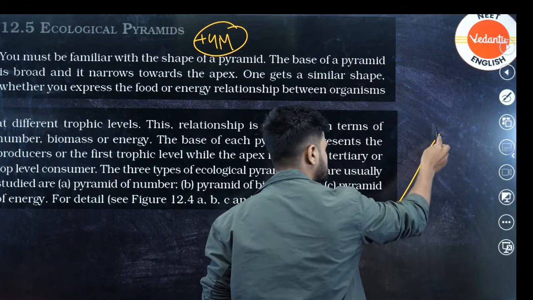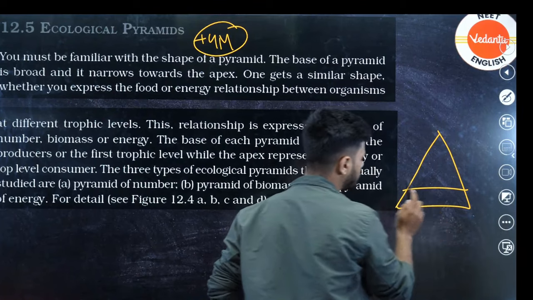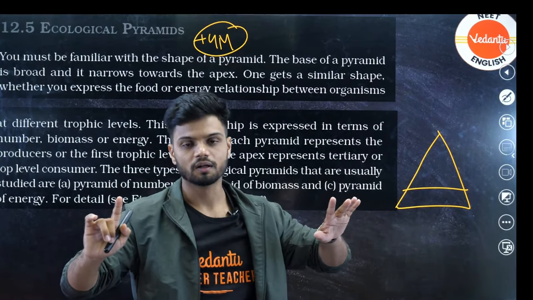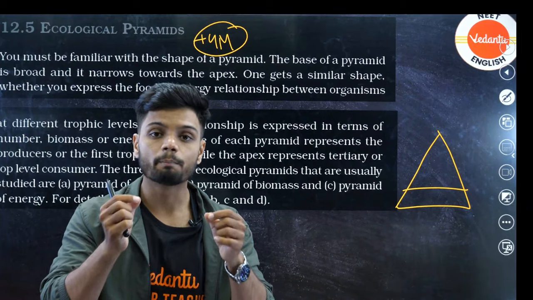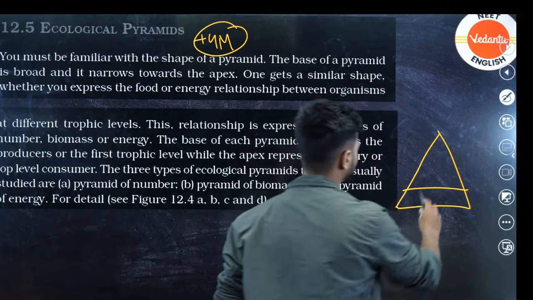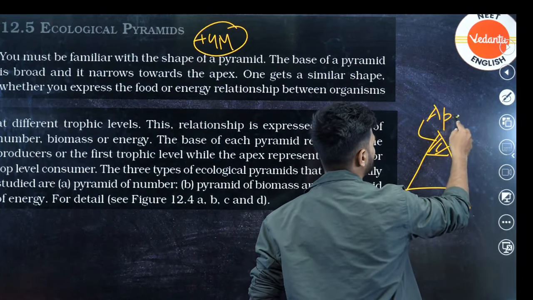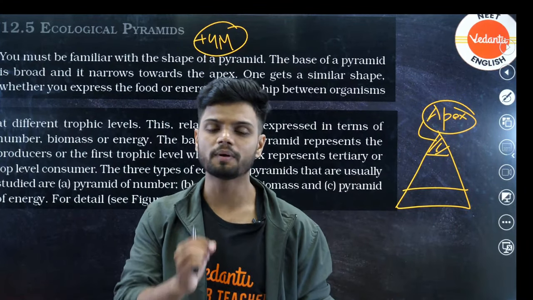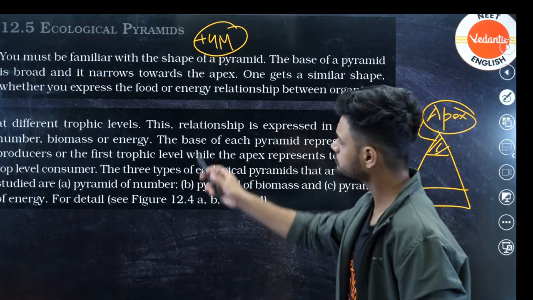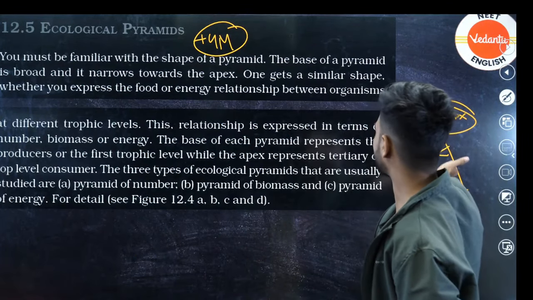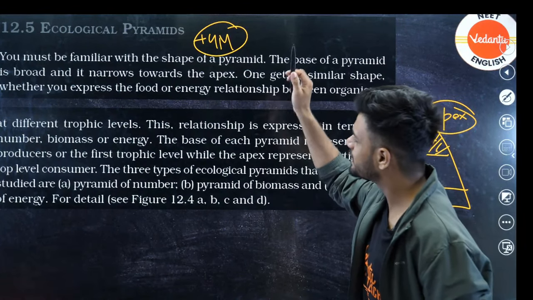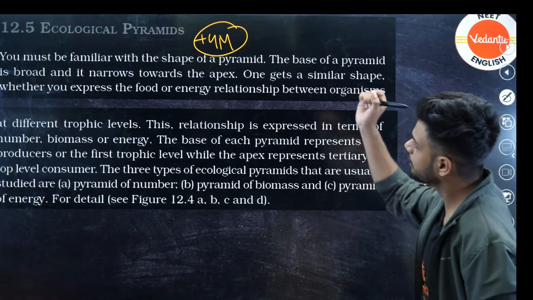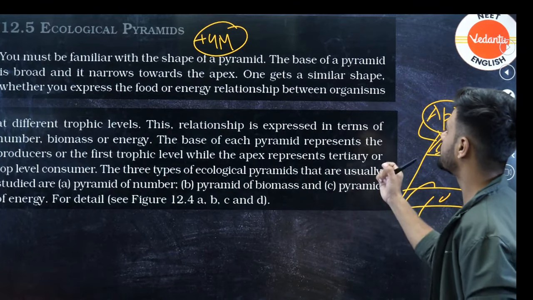Students, this is a pyramid. This is the bottom part of the pyramid, which is the much broader part. In this broader part, there are producers at the bottom. And this part here is called the apex, where we have the top carnivores. You must be familiar with the shape of the pyramid. The base is broad and it is narrow towards the apex. One gets a similar shape when you express the food or energy relationship between the organisms.